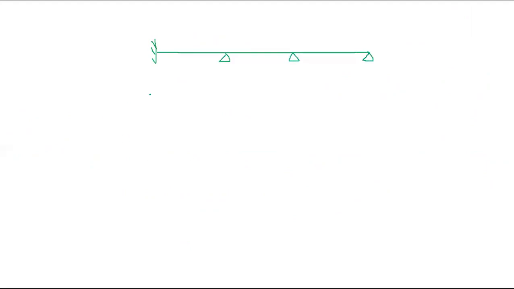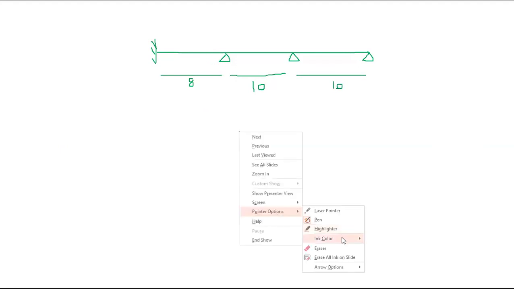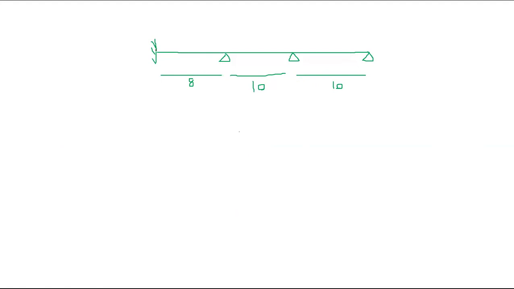Right. So the length is 8. This length is 10. This length is also 10. Right. So let's have a uniformly distributed load, W is 2 kilonewtons per meter.